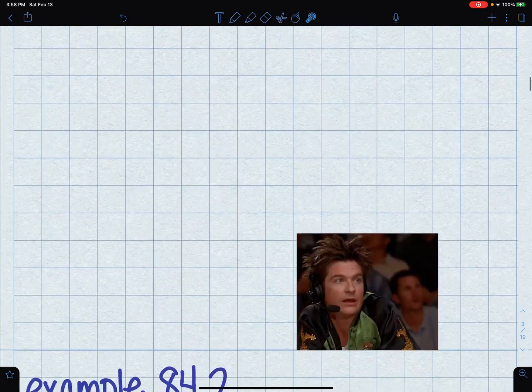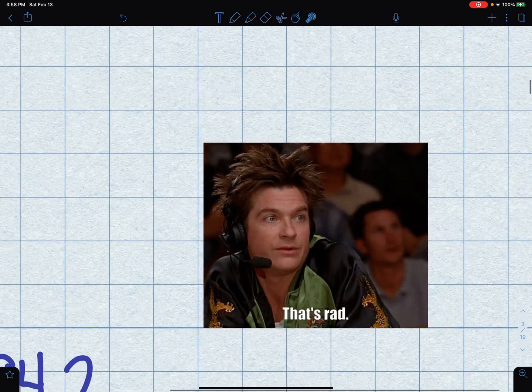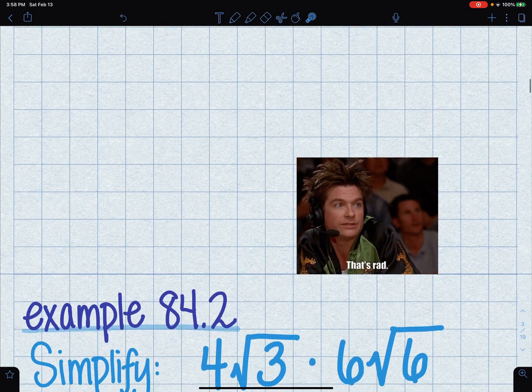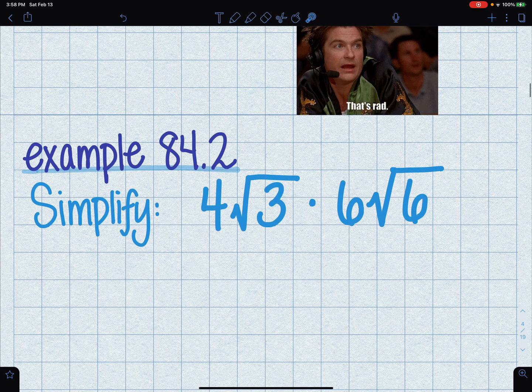Stay radical, man. Okay, let's do another one. Look at this guy. That's rad. Looks like he just walked out of the 80s. Yeah, we used to say that. It's cool. It's rad. I think you should try and bring it back all on your own. But only use it when you're referring to radicals in math.